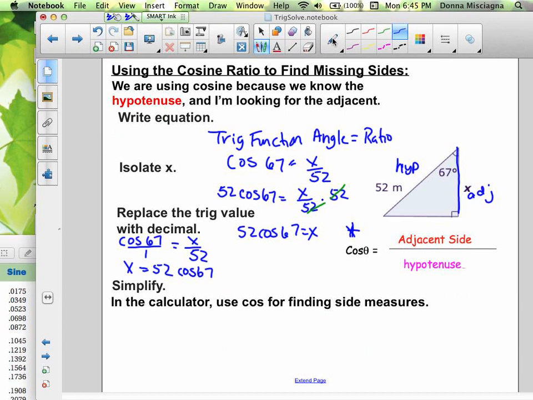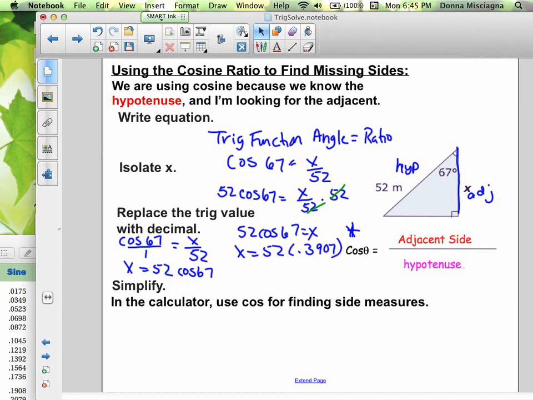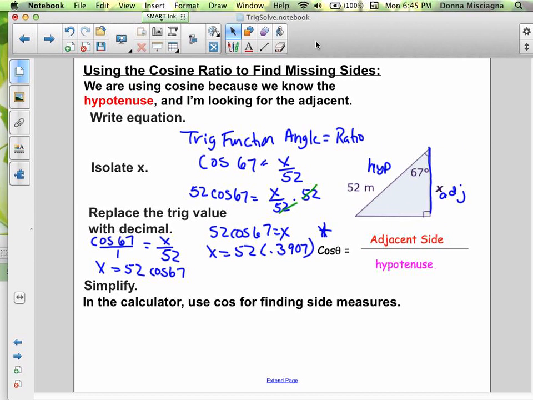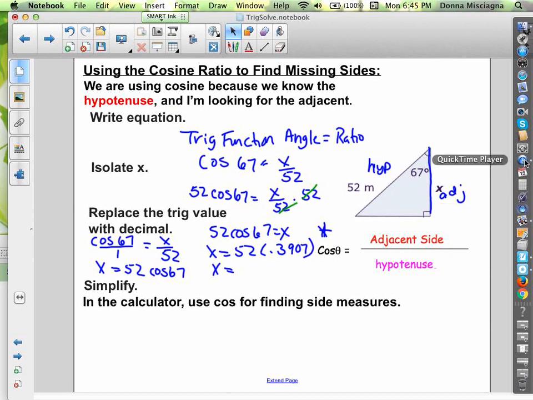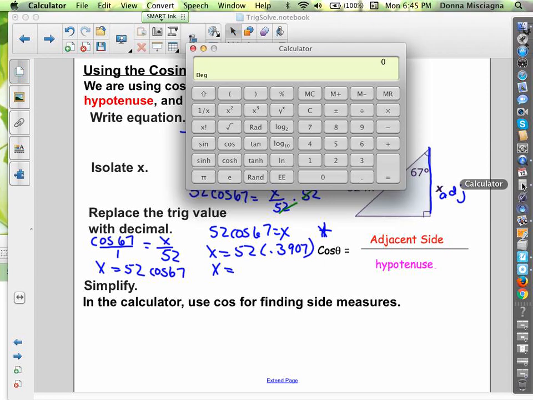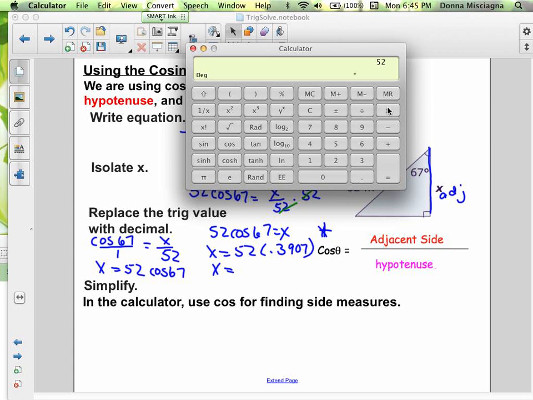So that would mean that x equals 52 times 0.3907. When I do it with the calculator, I'll double check it. So let's plug that into a calculator. And look how fast we're doing these now. We're getting faster at these. Once you've done a couple of them, it's kind of the same steps. It's just a different trig ratio. So this would be 52 times 0.3907, and that is 20.3164.